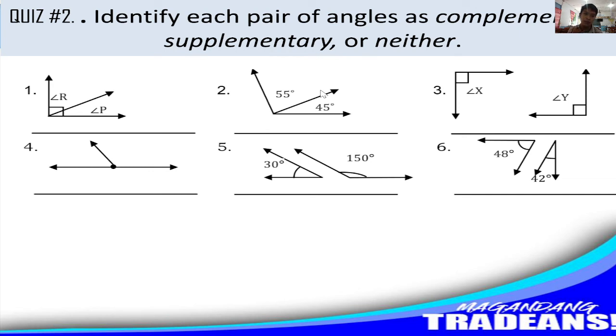So in quiz number 2, I would like you to identify if each pair of the angles is complementary, supplementary, or neither. Okay? Complementary, 90. Supplementary, 180. Neither, hindi natin alam. Okay? Neither of the two. Pwede siyang complementary, pwede siyang supplementary. Meron bang ganun? So, let's find out. So, I'll be giving you 5 minutes to answer this one. This is 3 points each. 1 point po ang tama, 1 point po ang mali, 3 points po ang tama. Okay, your 5 minutes starts now.